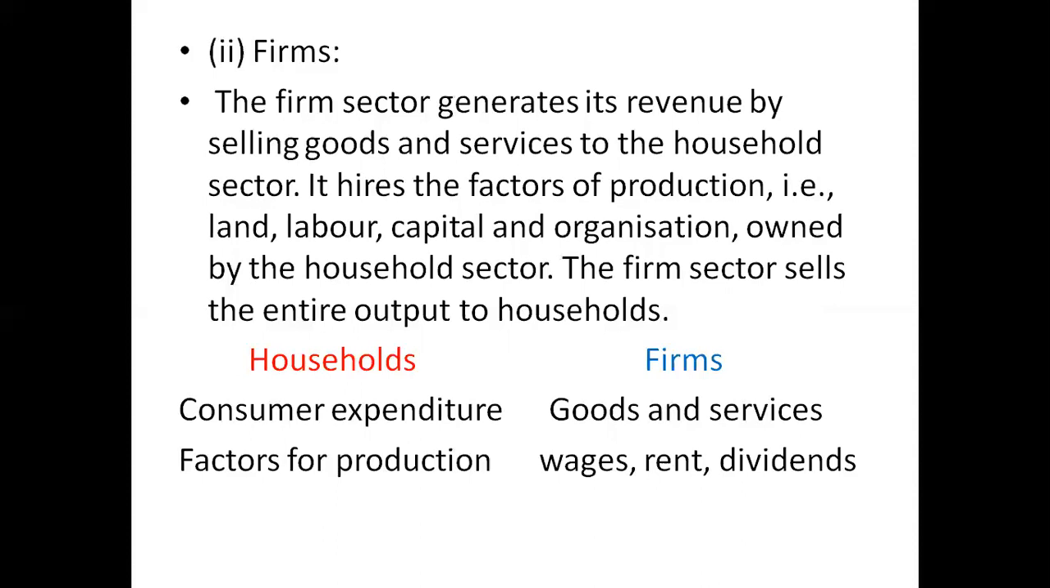This is an assumption. This is another assumption: the firm sector sells the entire output to the households. So the income moves from firm to household and household to the firm. Below the household and the firm, there is the consumer expenditure under the household, and the factors of production. The firm is producing goods and services and rewards the factors of production as wages, rent, and dividends. So this is the mode of transferring income from one sector to another sector.